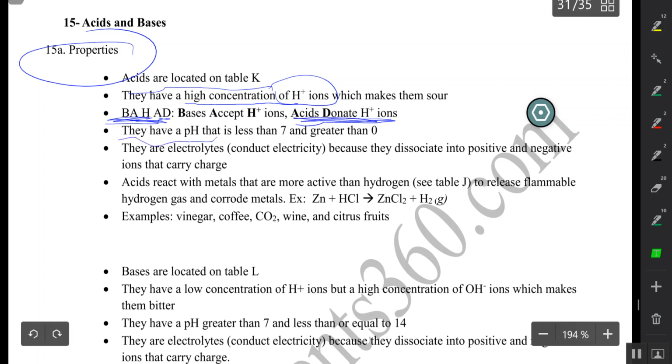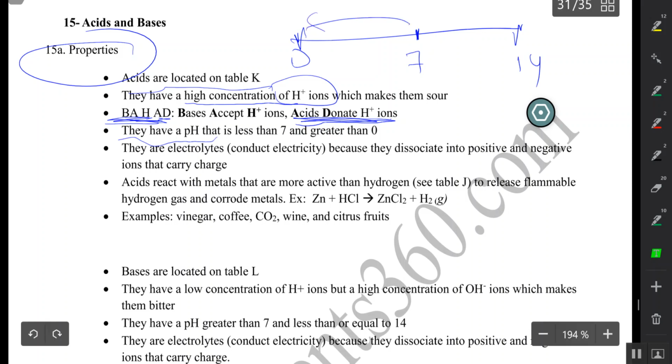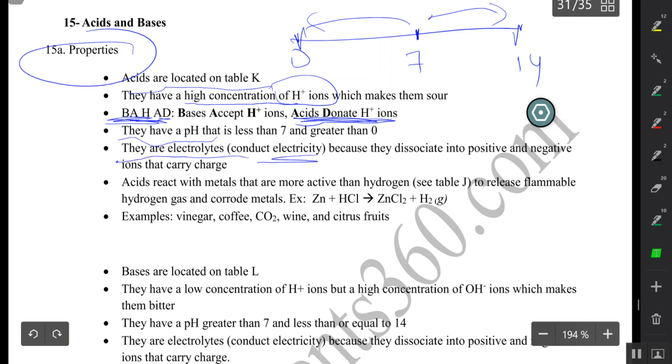Acids are measured on a pH scale. The pH scale goes from 0 to 14, and 7 is the neutral point. pH stands for potential of hydrogen. On a pH scale, anything below 7 is considered acidic, and anything above 7 is considered alkaline, also known as basic. Acids are electrolytes, which means they're going to conduct electricity.